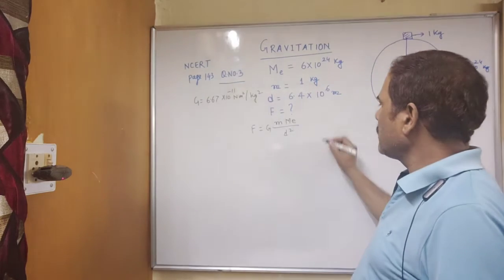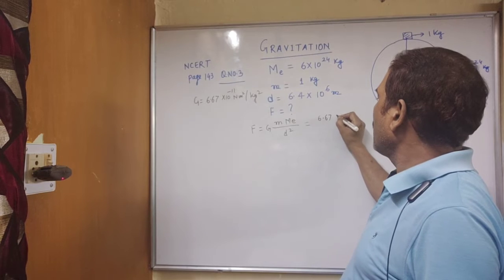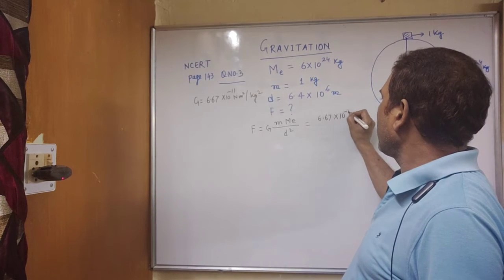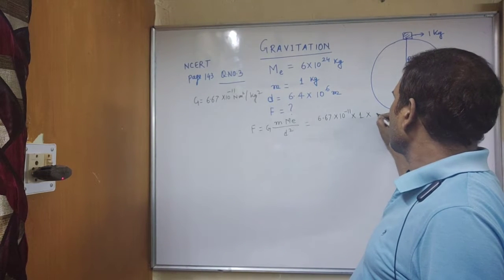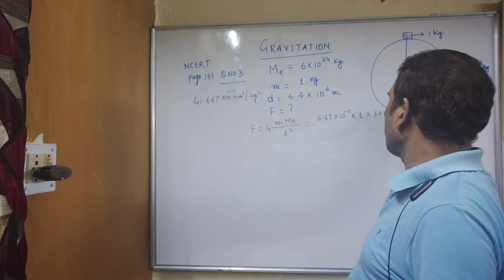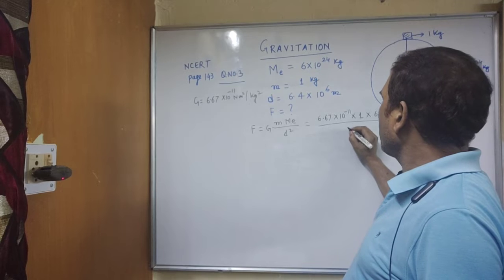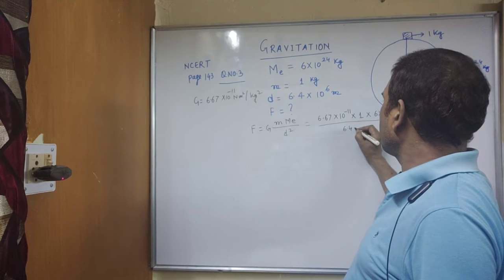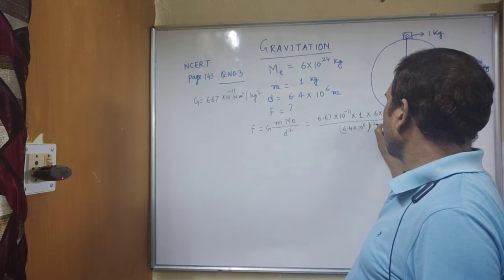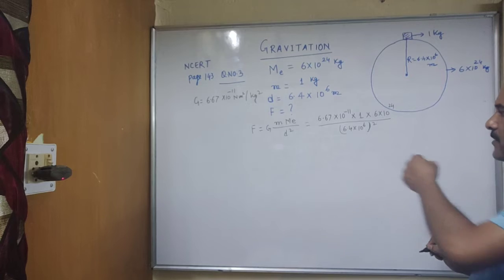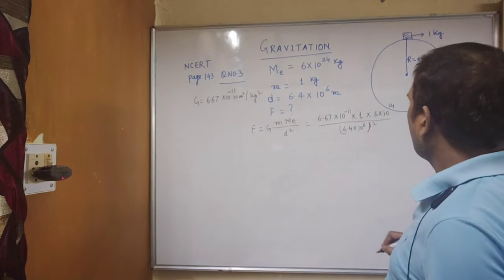So now we substitute the values. So it will be 6.67 into 10 to the power minus 11. Mass of object is 1 kg. Mass of Earth is 6 into 10 to the power 24 kg. And then in denominator we have the radius of Earth, that is distance between the object and the Earth. So d square will be 6.4 into 10 to the power 6 whole square.